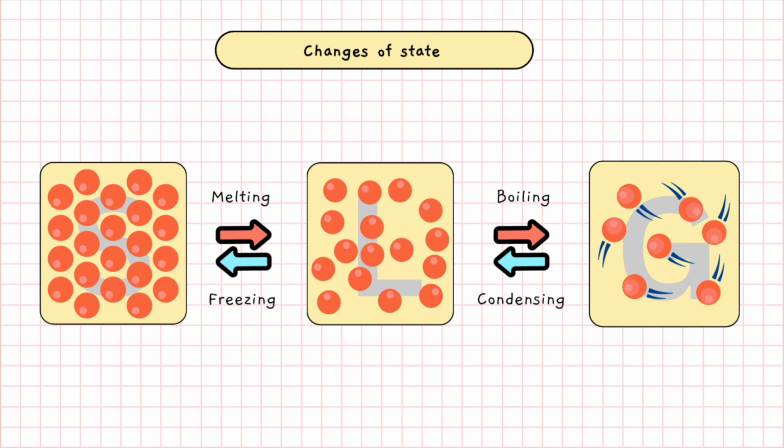Let's apply that idea. In a solid, particles are closely packed together. When you heat it, you give the particles energy, so they start to move more and overcome some of the forces. This causes melting, turning a solid into a liquid. If you keep adding energy, the particles move even more until they fully overcome the forces and escape as a gas. This is boiling. When energy is removed, the opposite happens. Gas condenses back into a liquid, and a liquid freezes into a solid.